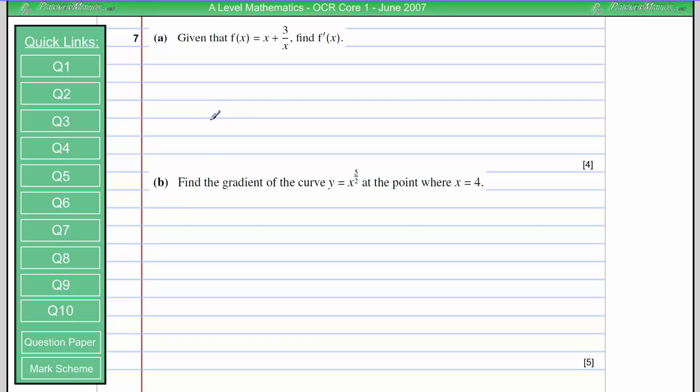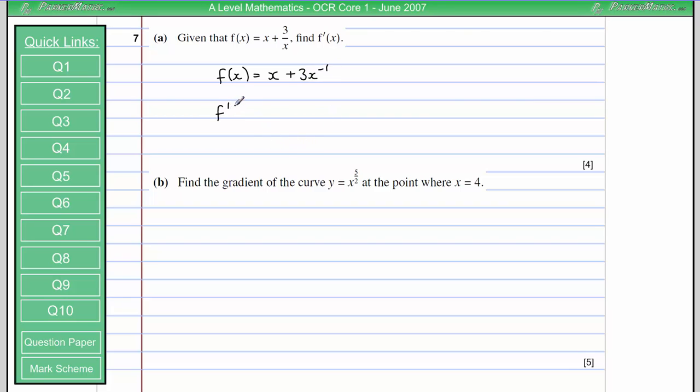Question 7, part A. Given that f of x equals x plus 3 over x, find f prime of x. So essentially this question is asking us to differentiate this function f of x, but before I do that I'm going to rewrite it in an easier form to differentiate. I'm going to leave the x as it is, but I'm going to write 3 over x as a negative power, so I'm going to write 3x to the minus 1.